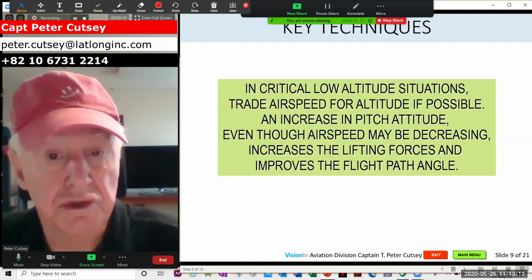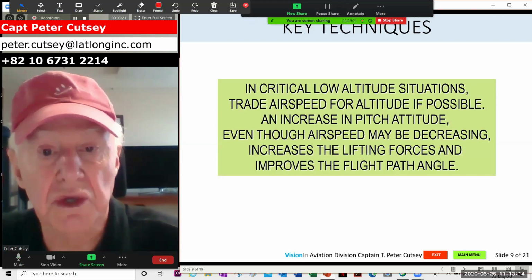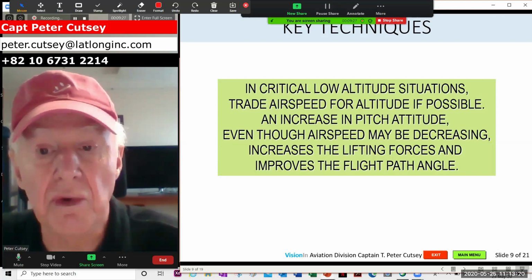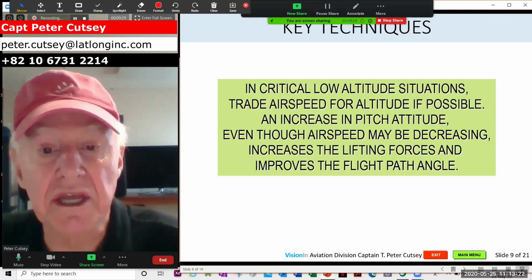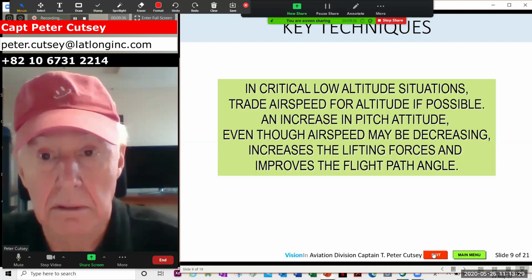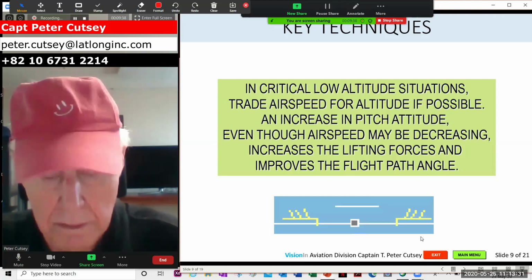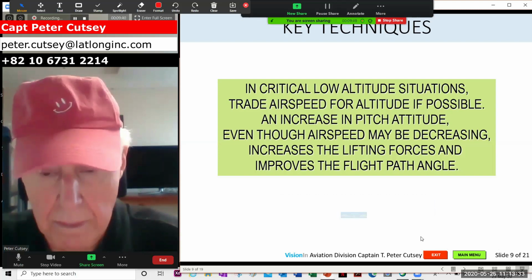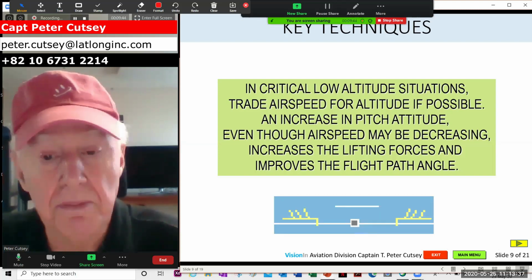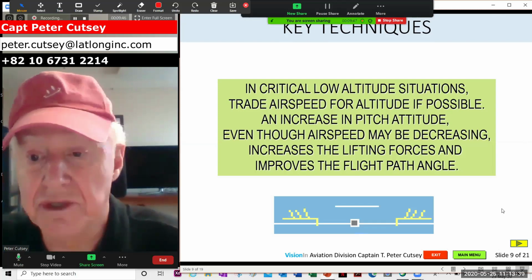Key techniques. In critical low altitude situations, trade airspeed for altitude if possible. An increase in pitch attitude, even though airspeed may be decreasing, increases the lifting forces and, in fact, improves the flight path angle. That's your PLI. So pitch up to the PLI as required.